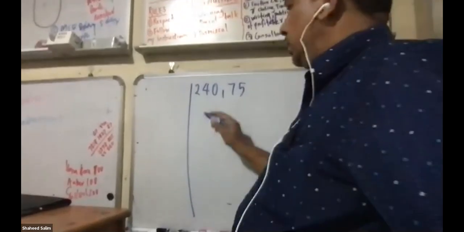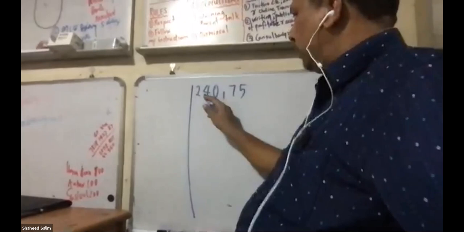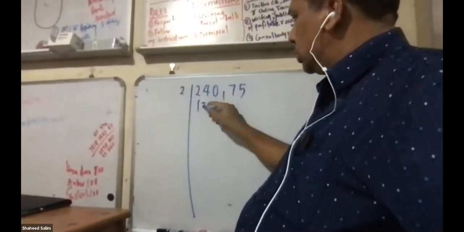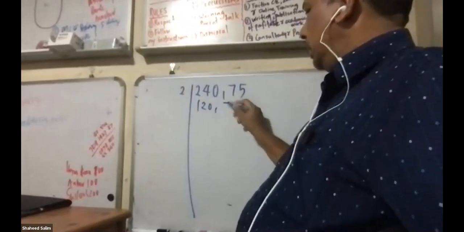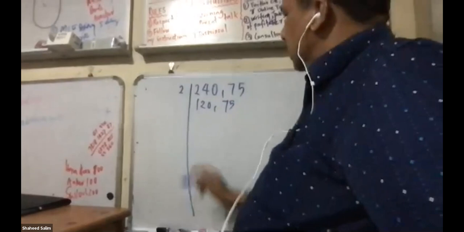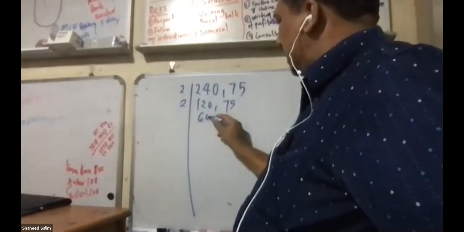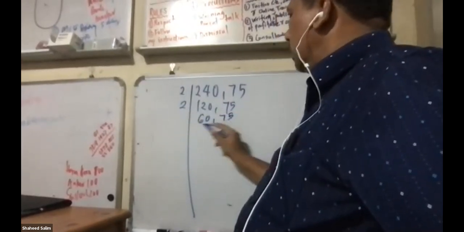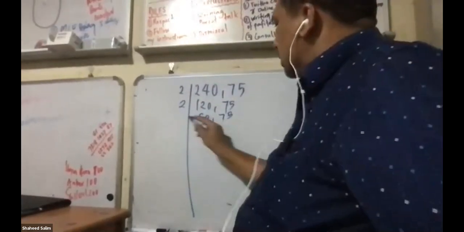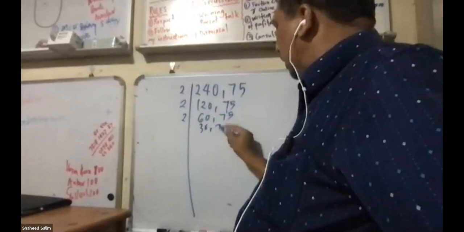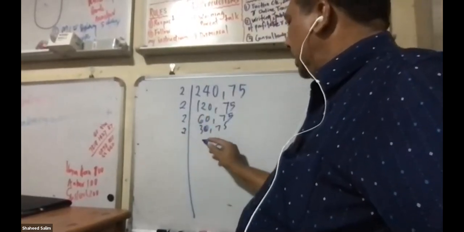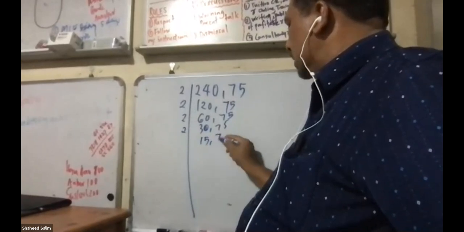Okay, here we go. We try to divide by the smallest number, 2. This can divide by 2, I get 120, but this cannot. I do not circle this. Now I divide by 2 again, I get 60. This one cannot, I just bring it down. Do I circle? No, because both cannot divide. Divide by 2 again, I get 30, get 75. Do I circle? No. Divide by 2 again, get 15, and you get 75.